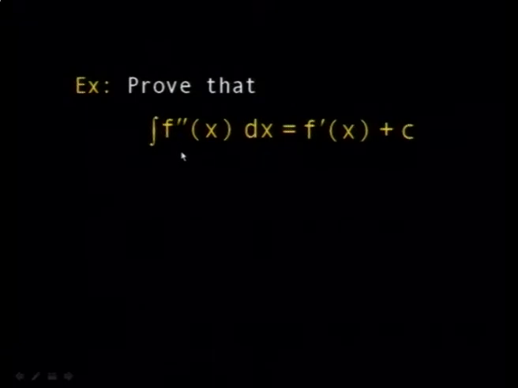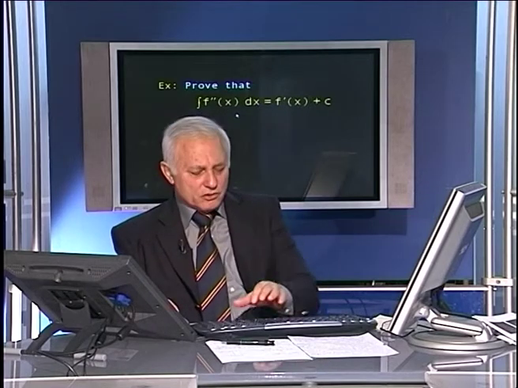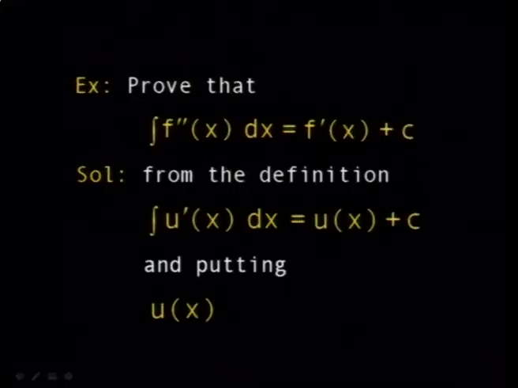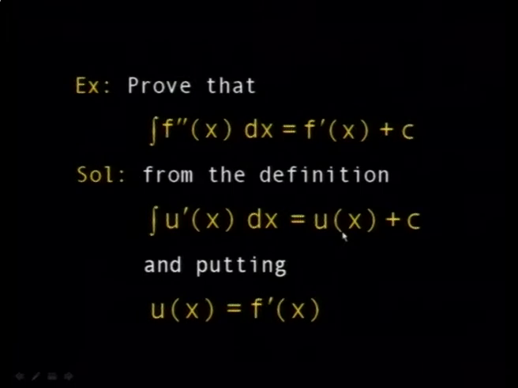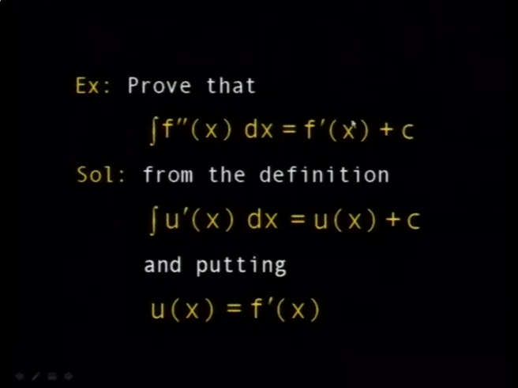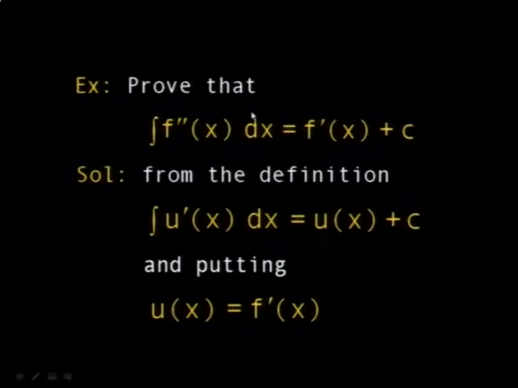Prove that the double derivative. Here, what you do is apply directly the theorem that the integral of a derivative is equal to the function plus a constant. So all you have to do, if you wish to arrive at this result, is use the theorem we have just seen before: the integral of the derivative of a function is equal to the function plus c. So you can put u equal to f prime, or f dash, and you can get this directly. So you apply your previous result.